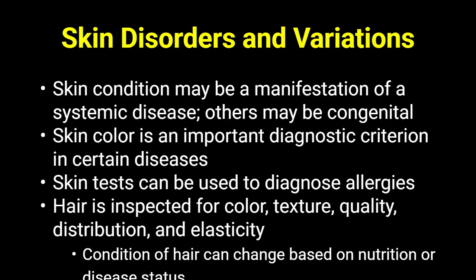Assessment should also include the hair. Healthy hair should have an even distribution, normal texture, appropriate elasticity, and a healthy appearance. Changes in the hair may reflect an underlying health problem. For example, poor nutrition may cause hair to become dry, brittle, or sparse. Endocrine disorders and chronic illness may alter hair growth. Certain medications, especially chemotherapy, commonly cause temporary hair loss.